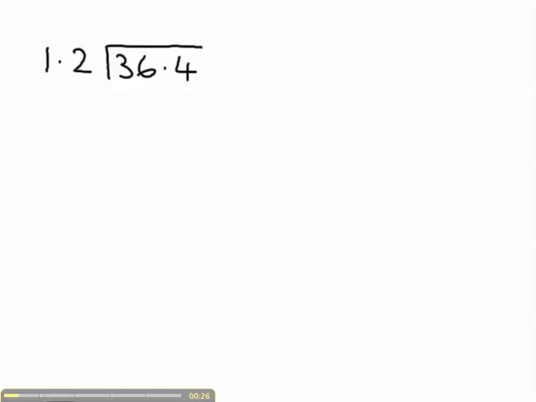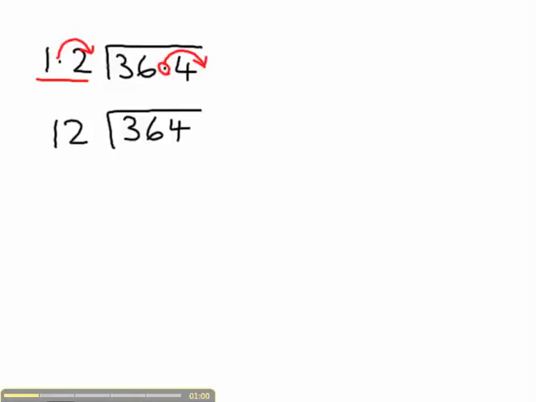And to do this, we look at this decimal here, 1.2. To make that into a whole number, we've got to multiply by 10, which is by moving the decimal point over once. And that would make that 12. Now we've got to do the same to this number here. We've got to multiply by 10. The decimal point would move over once. That would make it 364. Okay, so I've just rewritten our question.